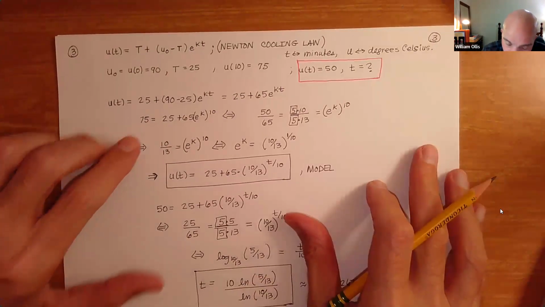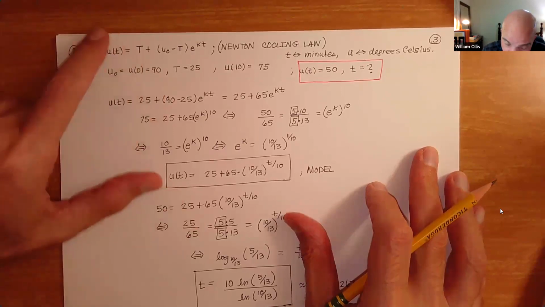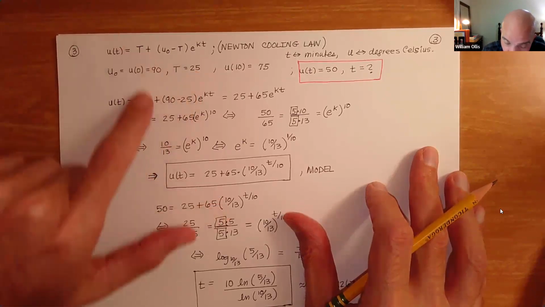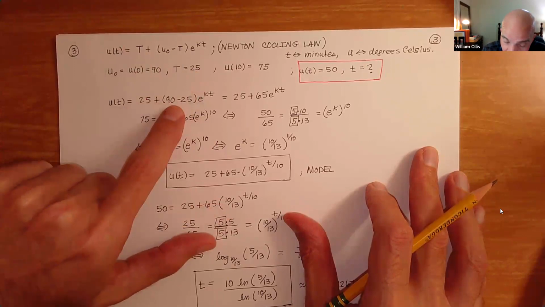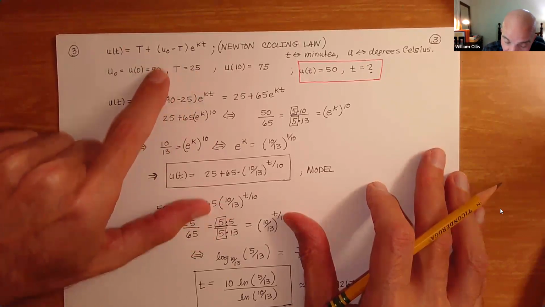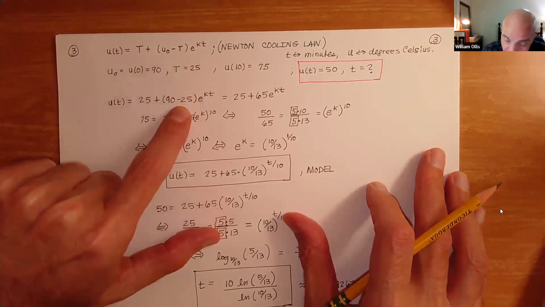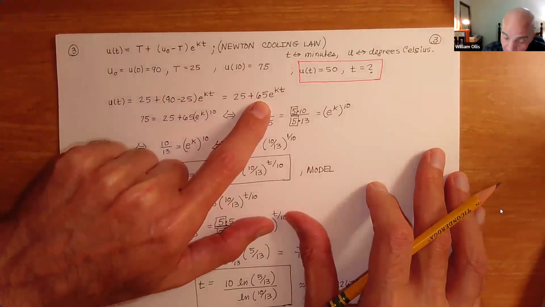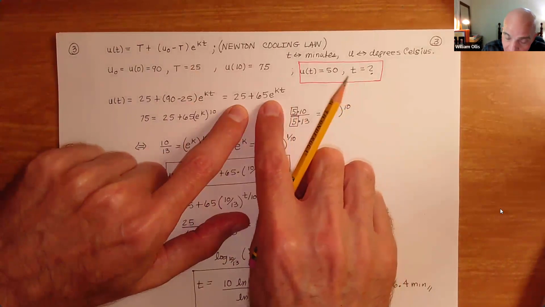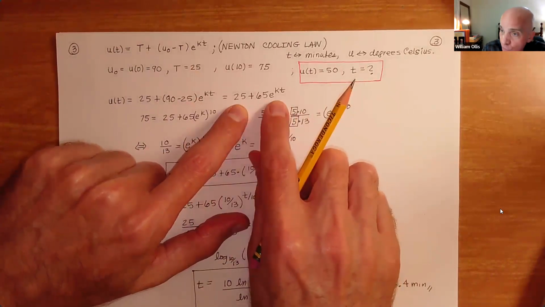So now we can simply substitute, in this case, the 25 for the surrounding temperature here, and then, of course, the initial temperature minus the surrounding temperature to give us the 90 minus 25, which gives us the 65 here. So when we look at this, we've got plenty of numbers filled in.